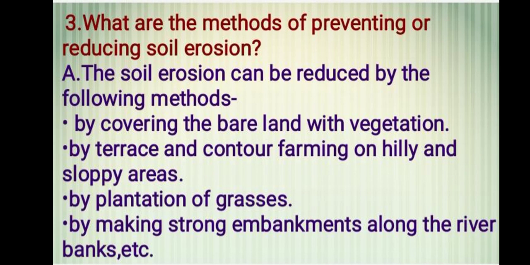What are the methods of preventing or reducing soil erosion? Let's see the answer. Soil erosion can be reduced by the following methods: by covering the bare land with vegetation, by terrace and contour farming on hilly and sloping areas, by plantation of grasses, by making strong embankments along the river banks, etc.